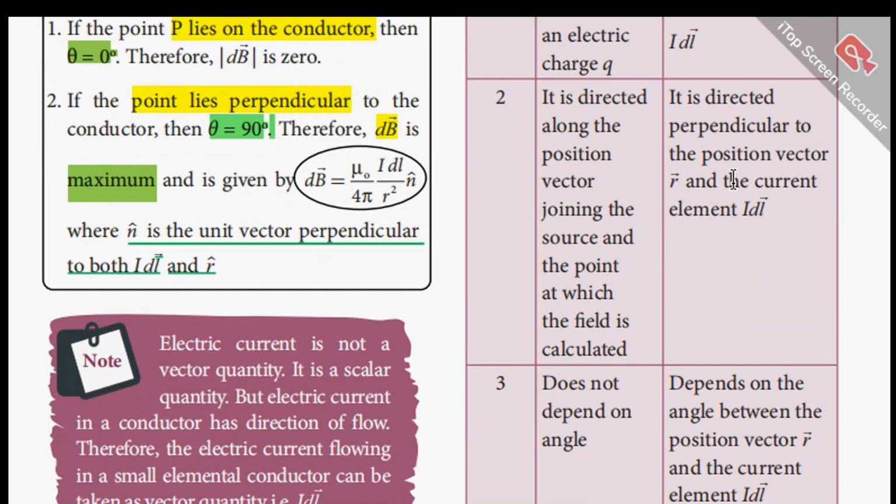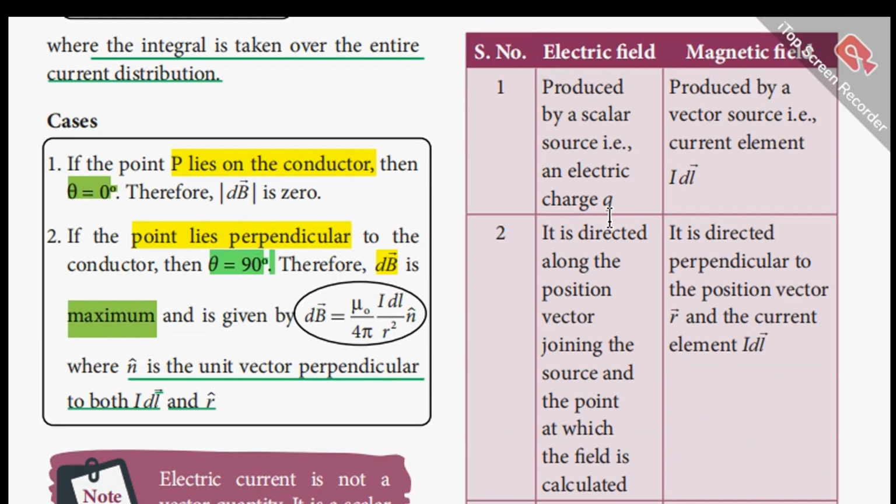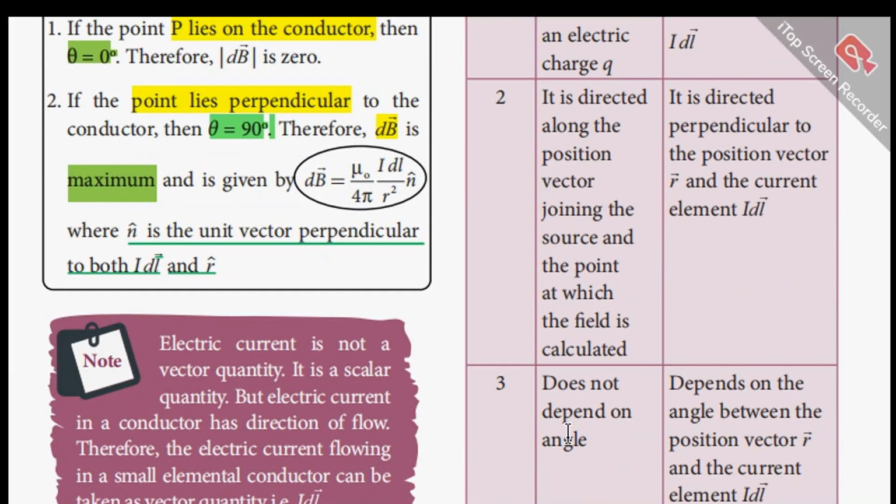The electric field is directed along the position vector joining the source and the point at which the field is calculated. The magnetic field is directed perpendicular to the position vector r. The electric field does not depend on the angle, but the magnetic field depends on the angle between the position vector r and the current element I dl.